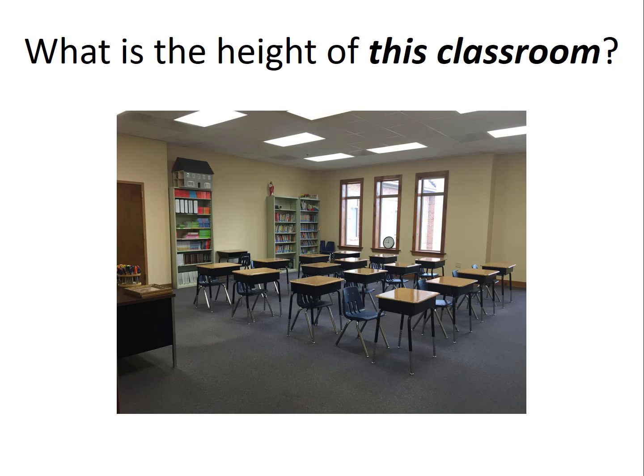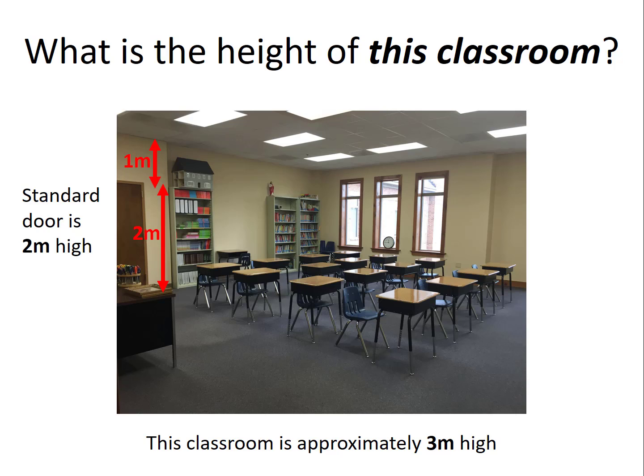Here's a picture of a typical classroom. In order to make a sensible estimate of its height, you need to know something about the heights of everyday objects. And one of the figures it's helpful to bear in mind is a standard door is about 2 meters high. So if that door is 2 meters high, all I need to do is figure out how many doors it would take to get from the top of it to the ceiling. I think that looks like about half a door. I'm estimating 1 meter. So this classroom is approximately 3 meters high.